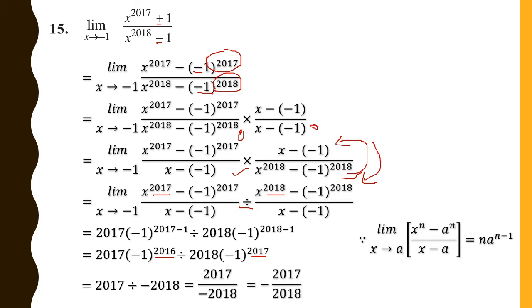So it will be minus 2017 divided by 2018. So this is how we get the answer for this particular question. First, you have to convert them into our standard forms like this.